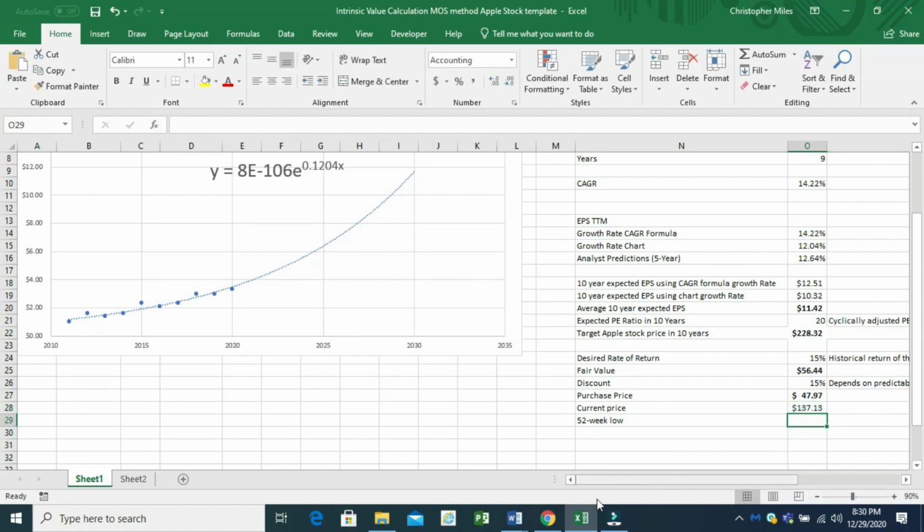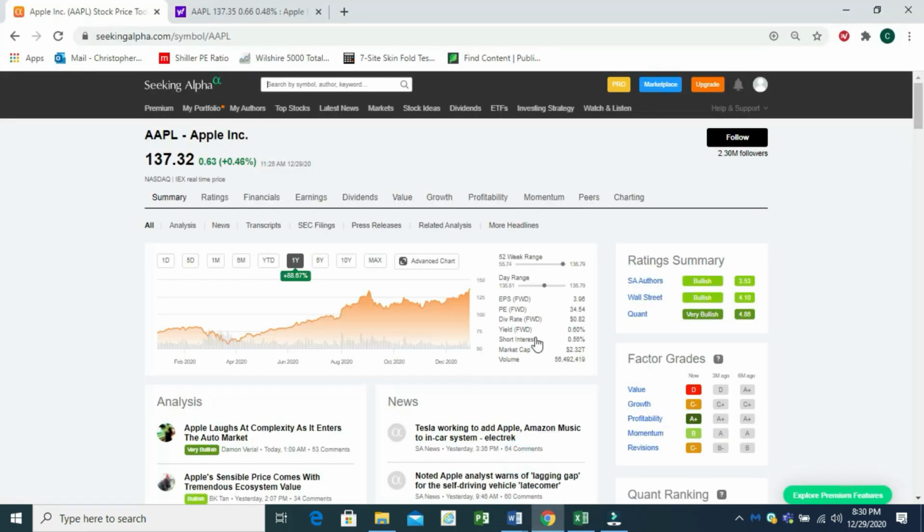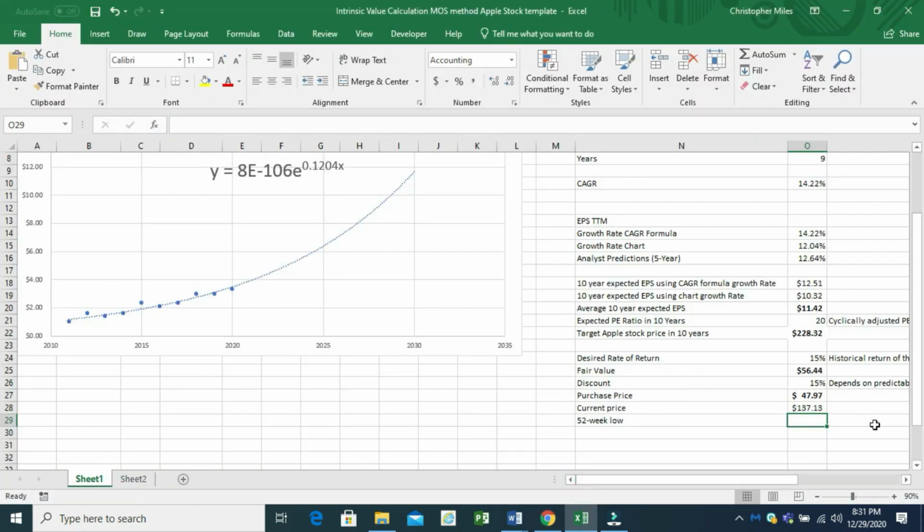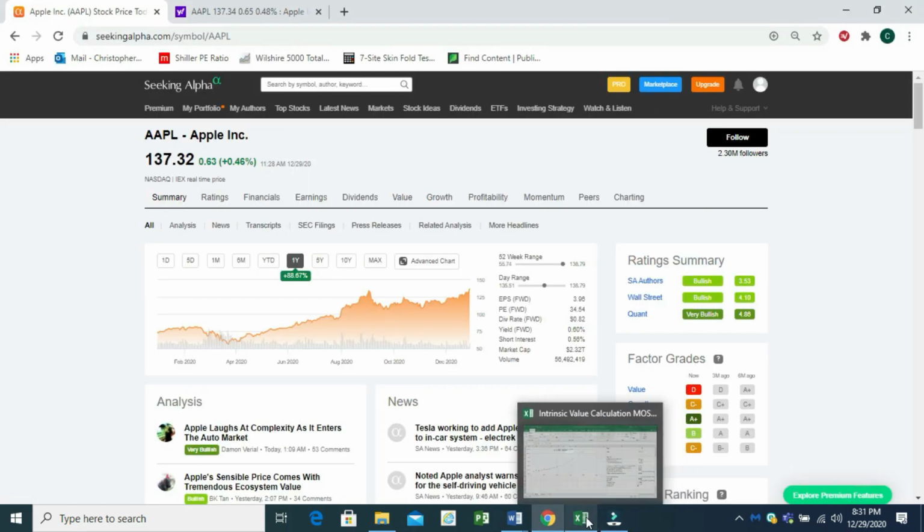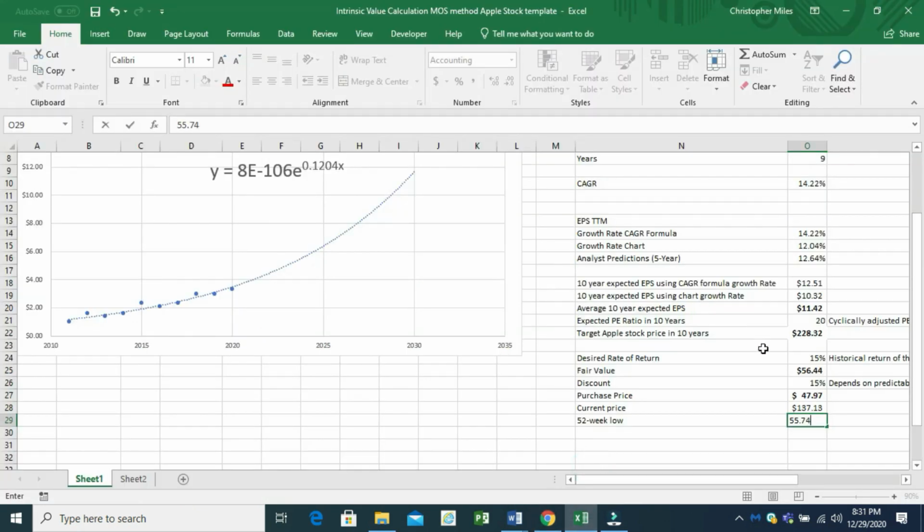Okay, I'm also just going to go back to Seeking Alpha, and I just want to look at what the trading range has been for the last 52 weeks. So you can see the 52-week low for Apple is $55.74, which is about 75 cents off of what we think the fair value is. So at one point this year, which would have been, I would imagine, April, this Apple stock was actually trading for below fair value. Not quite the 15% I'm looking for, but not far off it.